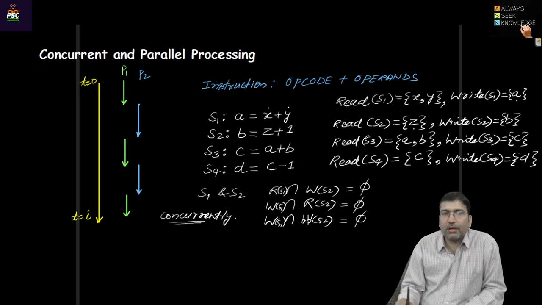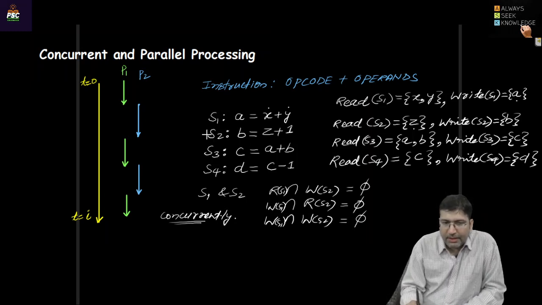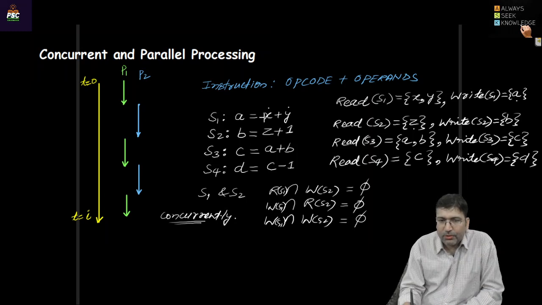So they can be executed concurrently, right? Similarly, we can decide whether S2 and S3 can be executed concurrently or not. So if you look at here, A is being calculated based on X and Y, but we are not reading X and Y from anywhere, right? These are independent kind of variables. And this statement is taking Z, and Z is also not dependent on any of S1, S2, S3 and S4. So this is also a kind of independent variable here.